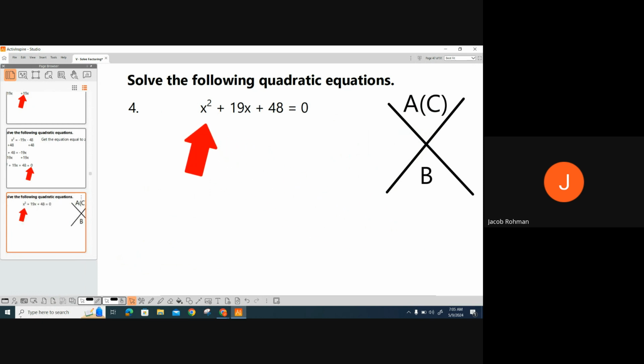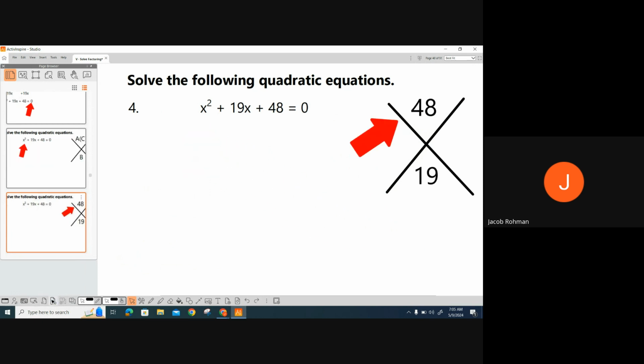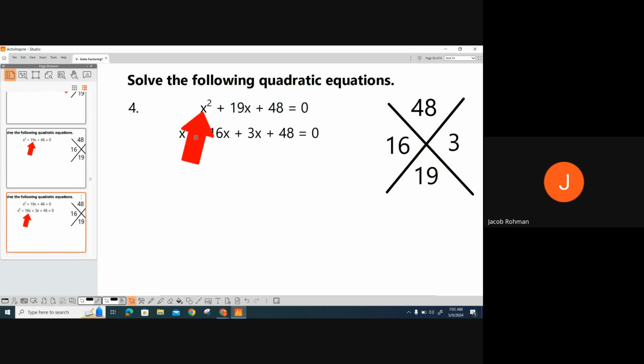So in this case, we know that a times c is going to be 48 and b is going to be 19. And the two factors that we're going to put here and here are going to be 16 and 3, because 16 times 3 is equal to 48, and 16 plus 3 is equal to 19. So now we split up the b term into 16x and 3x. Notice that the x squared stayed the same and the 48 stayed the same. The 19x was replaced with 16x and 3x.